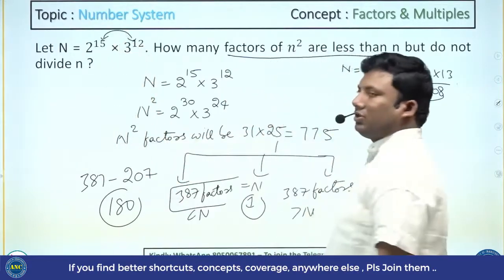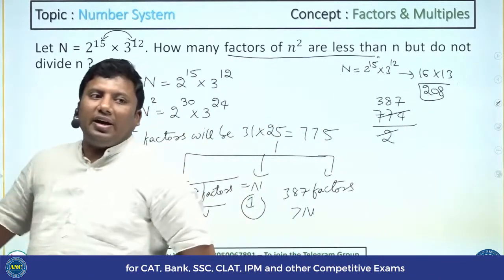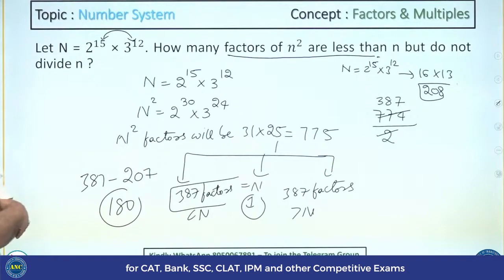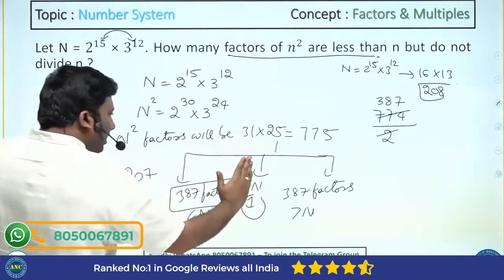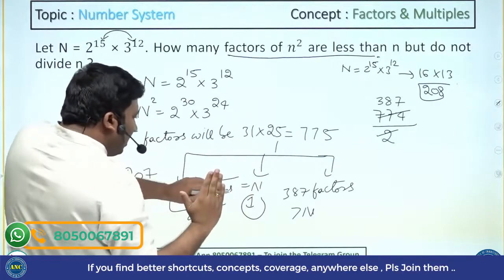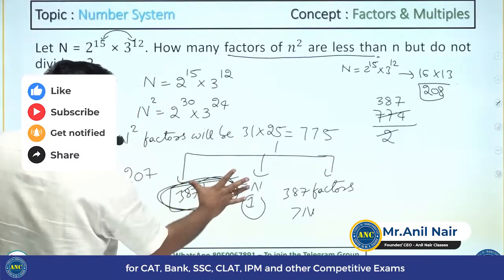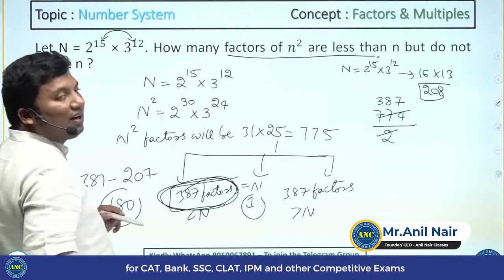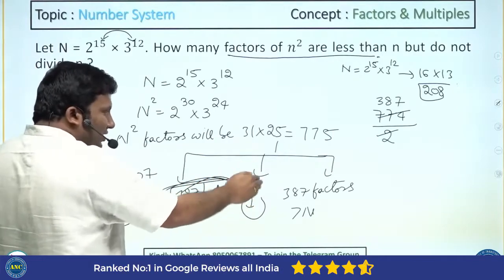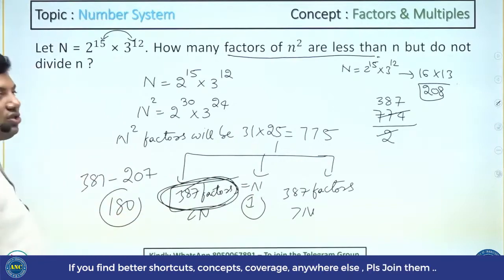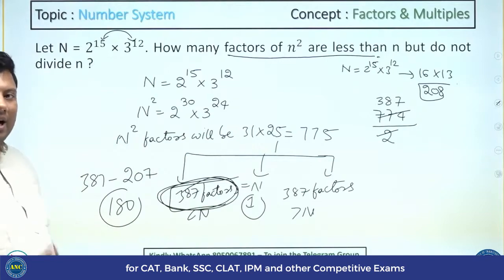Here the number is the product of two prime bases, A into B. I hope the idea is clear. Just multiply the powers of the prime bases. Factors of n square less than n: how many are there? 387. In that, from 1 to n, how many factors are there for n? 16 into 13. Less than n, one number itself we have to subtract. So the answer is 387 minus 207, which is 180. Idea clear?